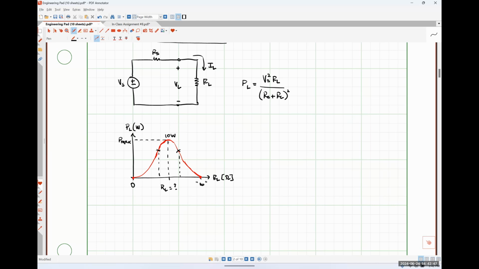Okay, so let's figure out what the resistance that causes maximum power to occur is going to be. How do you guys think we might do that? So we have a function and we want to figure out where this function is at its maximum. How do we accomplish that?